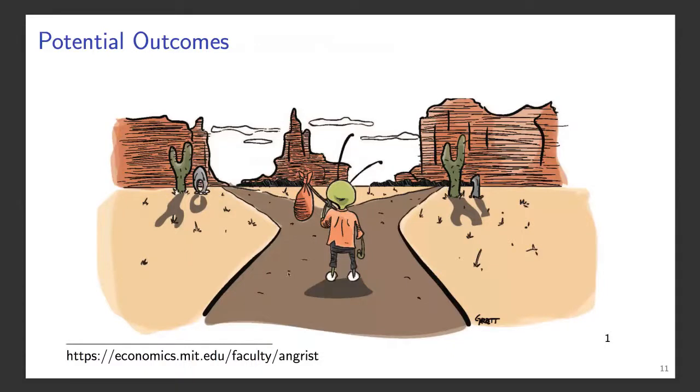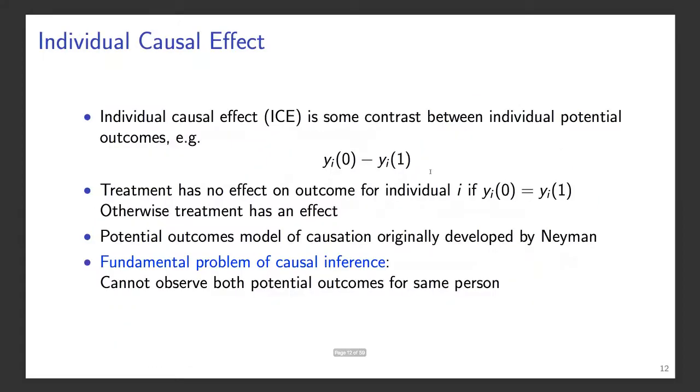And here's just a little cartoon. This fellow's going down, there's a fork in the road, and he can go down by the Y0 cactus or over by the Y1 cactus, those being his two potential outcomes. So we're thinking of these forks in the road for each individual. As I said, at the individual level, you can think of the causal effect as some contrast in the potential outcomes. If the two potential outcomes for an individual are the same, we'd say the treatment has no effect, and otherwise the treatment has an effect.